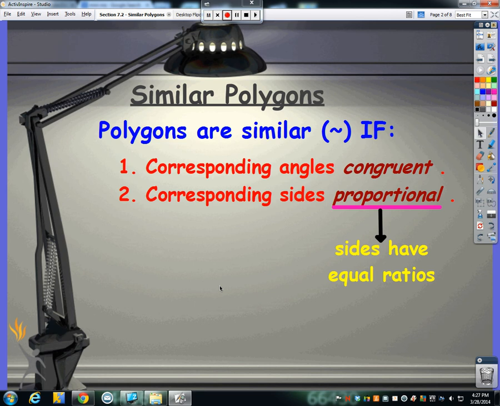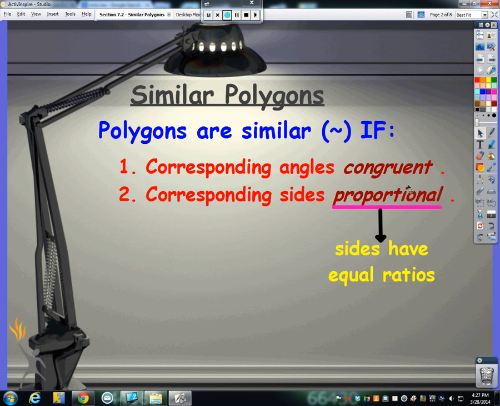So first, a definition. What is a similar polygon mathematically? Well, a similar polygon has to have two criteria. Just like congruent polygons had to have two criteria, one of the criteria is a match for both congruent and similar shapes. And that being that the corresponding or matching angles must be congruent.